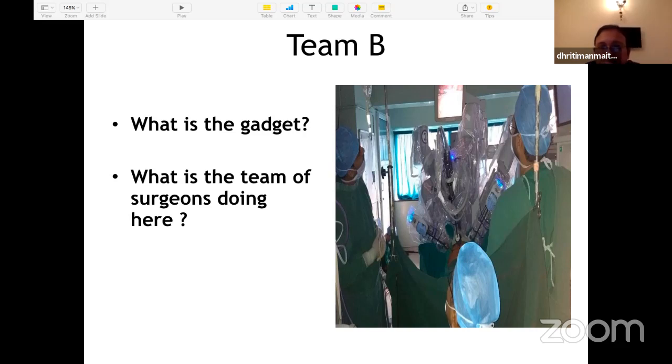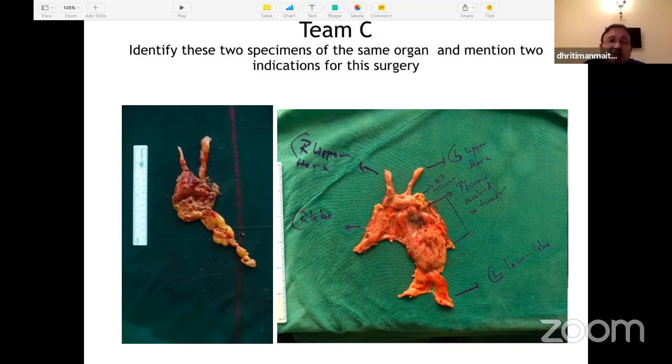Mahima. So is this the Da Vinci machine? Bang on, right. 10 on 10. Thank you, sir. Round C, team C.